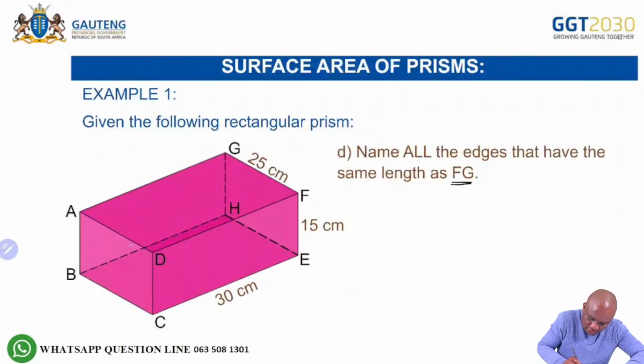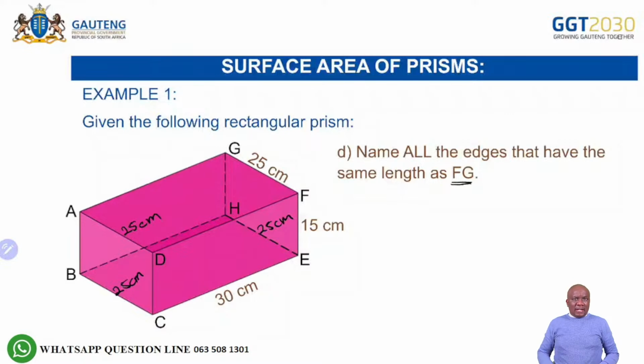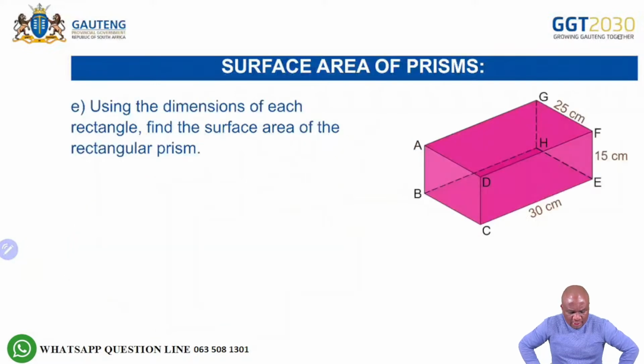Right, AD is also 25 centimeters, BC is also 25 centimeters, and HE is also 25 centimeters. Okay, right. So this is very important so that we are able to find the surface area of this prism. Using the dimensions of each rectangle, now we know we can find any length of any of the edges there. Right, using the dimensions of each rectangle, find the surface area of the rectangular prism.